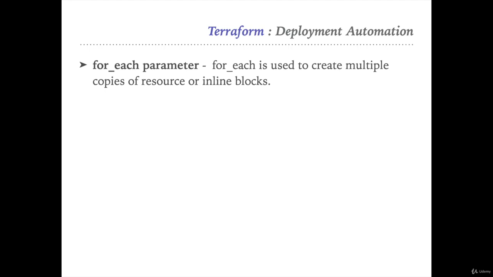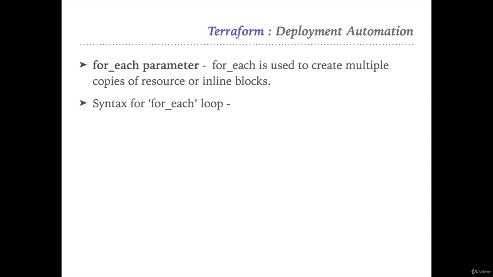When I'm saying inline block, you can take an example. Inside the security group, you will define multiple egress or multiple ingress rules. So egress and ingress are basically part of the resource, but each is a block itself. A single egress or a single ingress is part of a security group resource. So with the help of for_each, you can create multiple egress and multiple ingress rules within a single resource, that is a security group.